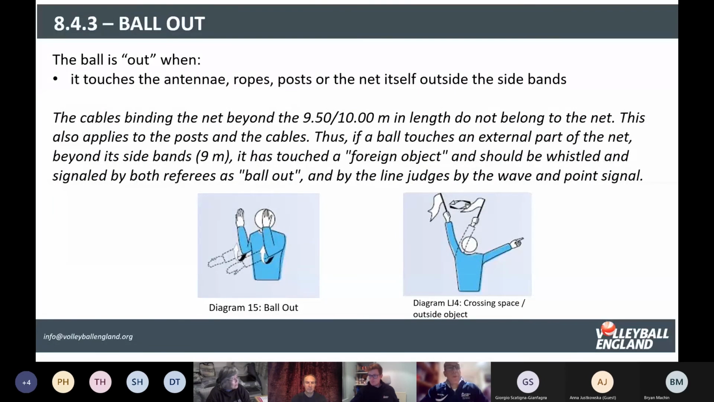Okay, so 8.4.3 says that it's also out when it touches the antenna, the ropes, the post, or the net itself. Now the guidelines go on to say that the cables binding the net beyond the 9.5-10 meter length do not belong to the net. This also applies to the posts and the cables. So thus, if a ball touches an external part of the net beyond the side bands at 9 meters, it has touched a foreign object and should be whistled and signalled by both referees as ball out. And the line judges use the wave and point signal. Okay, and I think we all know that.